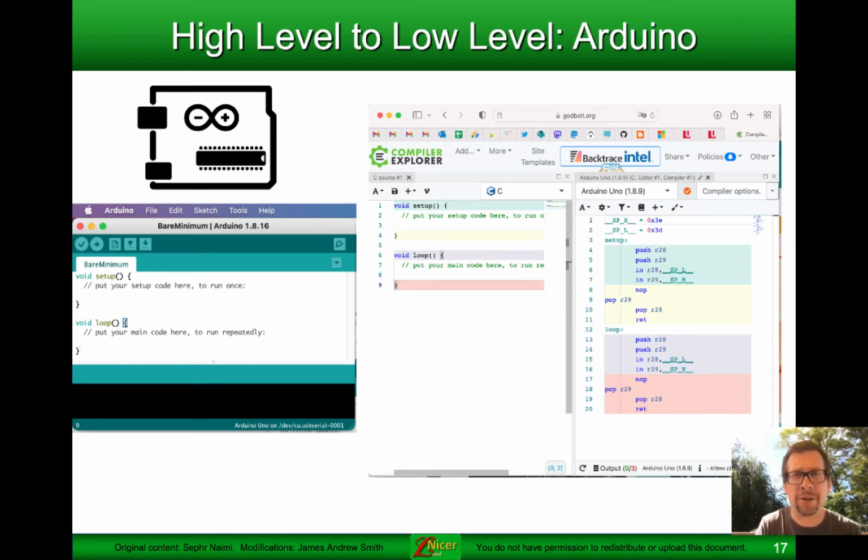Because you've probably done some Arduino programming before, let's take a look at what happens when you take an Arduino program and look at what's underneath the hood, or behind the scenes. You might have a really bare bones program like this one, the bare minimum from the Arduino IDE. Copy it over into Compiler Explorer, set your Arduino Uno as the compiler that we're going to be using, and then you can see that the assembler is generated on the right-hand side.